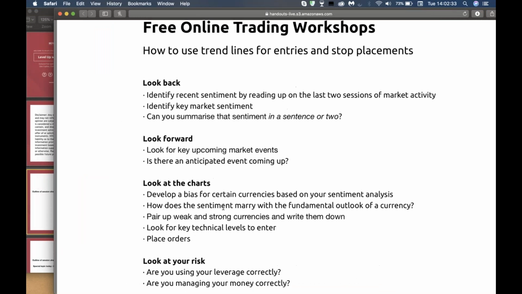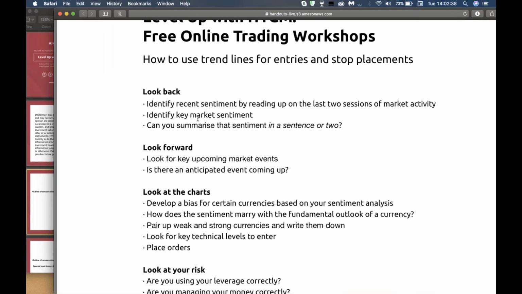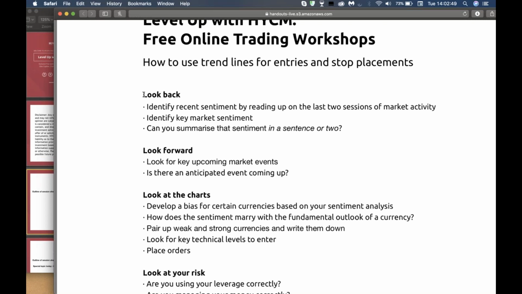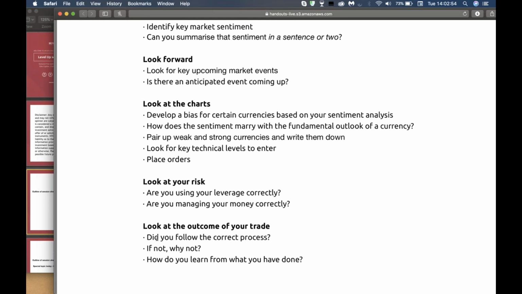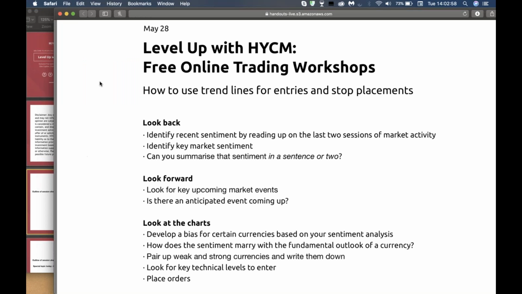The whole idea of this guide is to be a kind of skeleton or an outline for whenever you come to your trading desk, showing the key components you need to look at. I've put them as looking back, looking forward, looking at the charts, looking at your risk, and looking at the outcome of your trade. That's really a summary for you, printed out, put by the side of your trading desk, and you can use it to make trading decisions as you go forward.